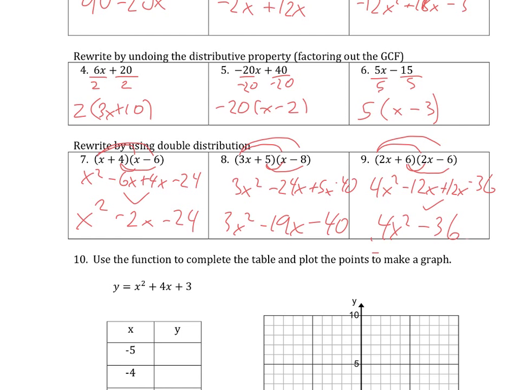So if you watch out for that, you can actually speed yourself up and just skip the two middle parts and go 2 times 2 is 4, and 6 times negative 6 is negative 36. And then you would know that those middle two are always going to cancel out when the problems are sort of the same like that.